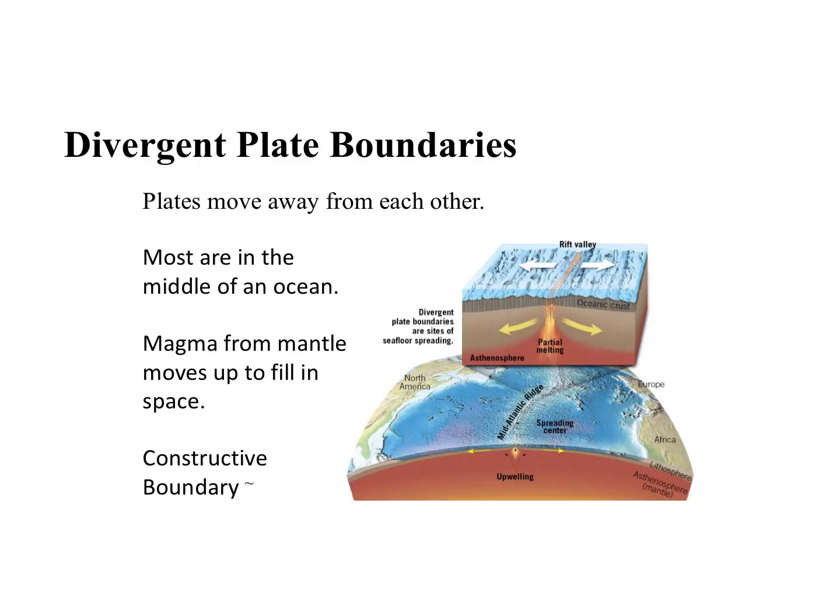So we're going to focus in this lecture on the divergent boundaries, and this is a place where two plates are moving away from each other. Most of these boundaries are found in the middle of an ocean. Magma from the mantle moves up to fill in the space that's created when the two plates move apart.